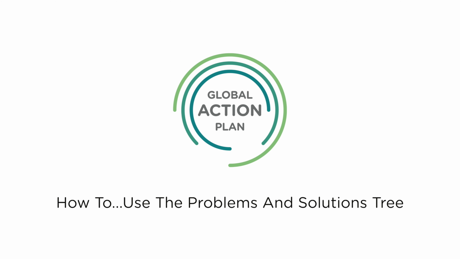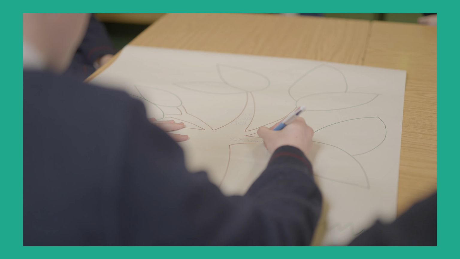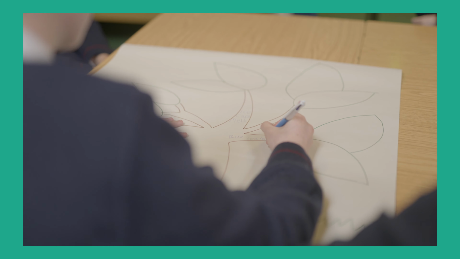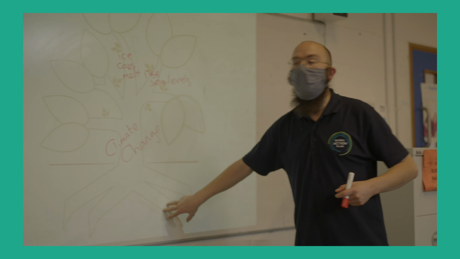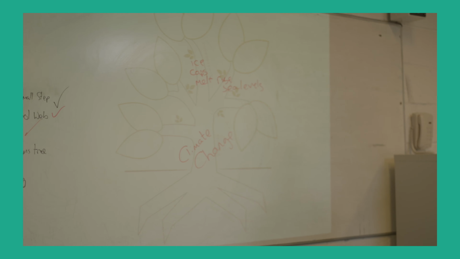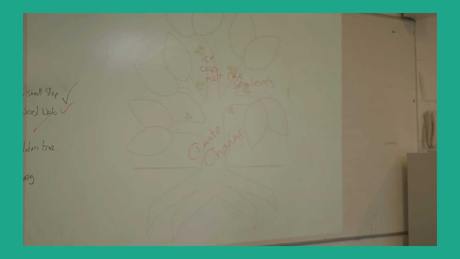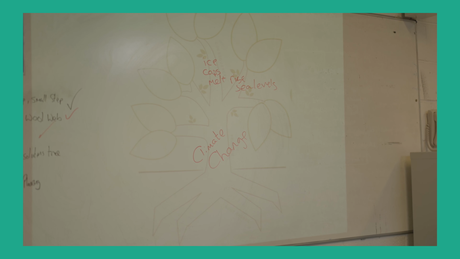How to use the Problems and Solutions tree. The Problems and Solutions tree helps break complex problems down into root causes and their consequences. The tree can be used to explore things such as inequality, poverty, and hunger.